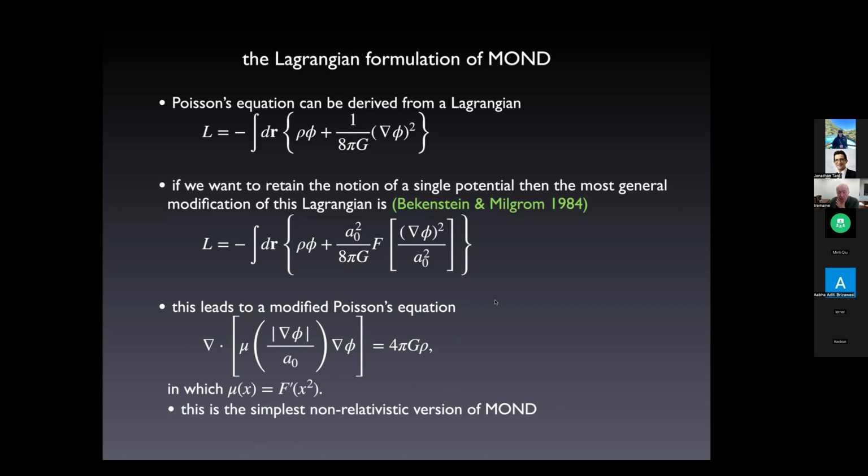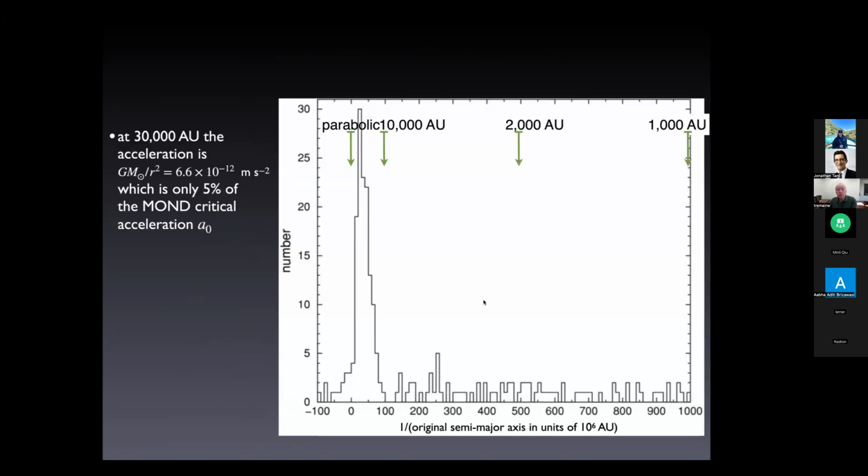Why is this relevant? Because at the typical distance of the Oort cloud, at 30,000 astronomical units, the acceleration is only about 5% of the critical acceleration. That means the behavior of the Oort cloud is a strong function of modified gravity rather than Newtonian gravity.